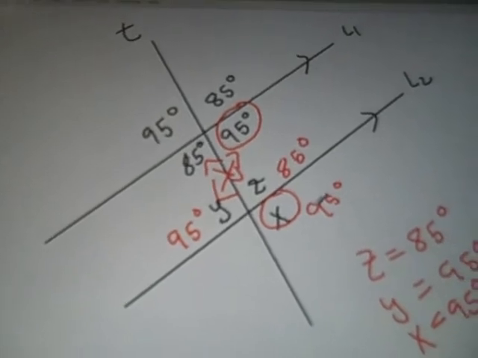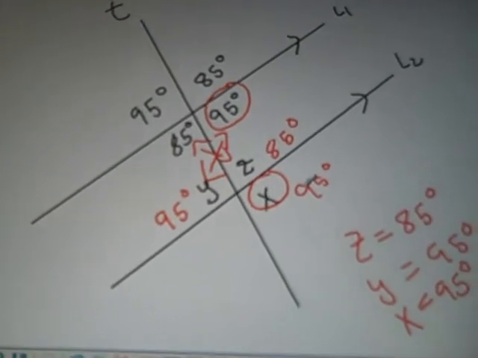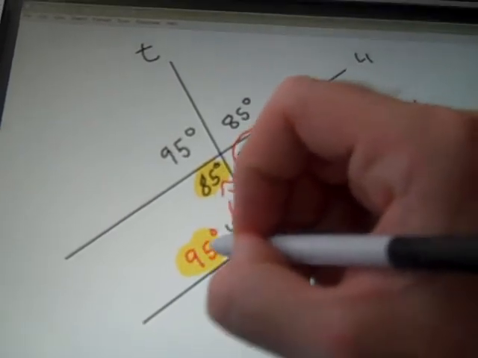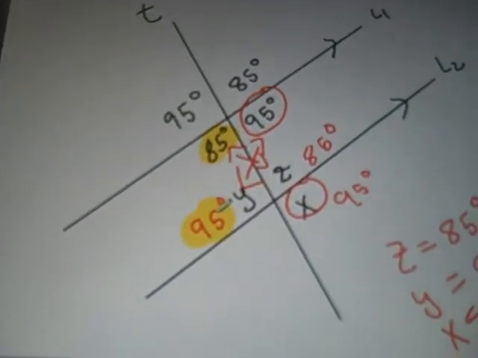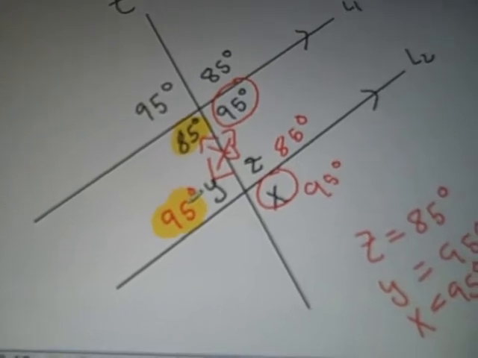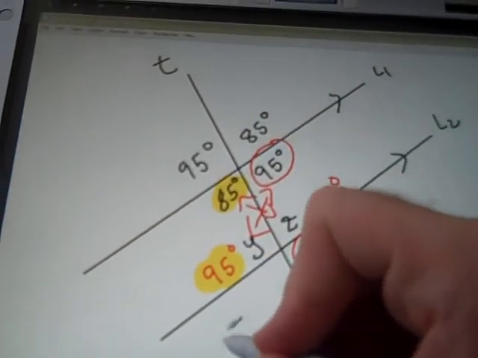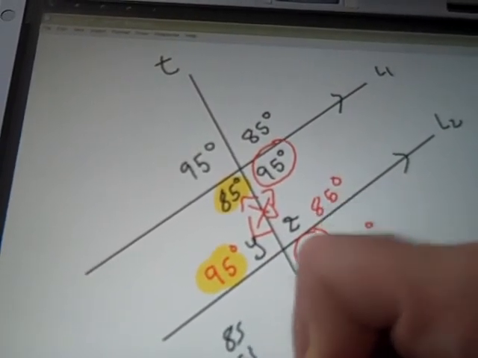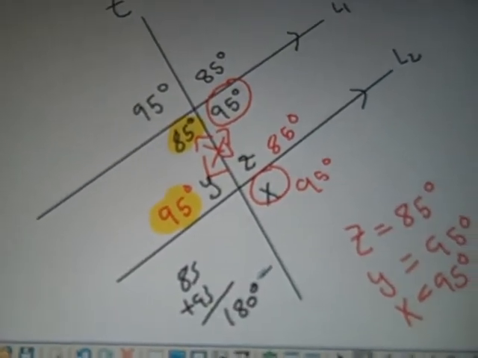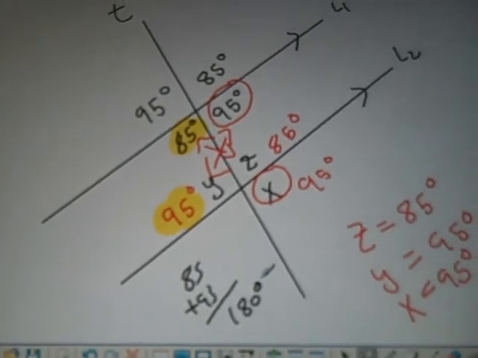Now, let's just double check something. Our only one that's not congruent is our same side, or our consecutive interiors, and that would be these two angles here, this and this. And what the theorem states is that our same side, or our consecutive interior angles, have to equal 180, or supplementary. Do these two add to 180? Well, 85 plus 95 equals 180 degrees. Yes, it does. Okay. So you can see all of those are correct.